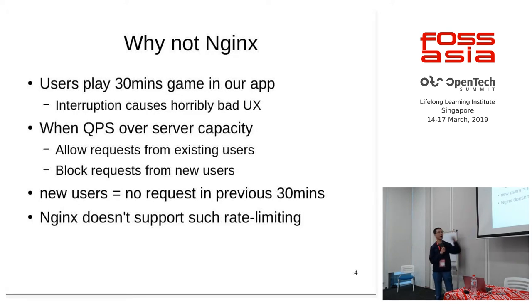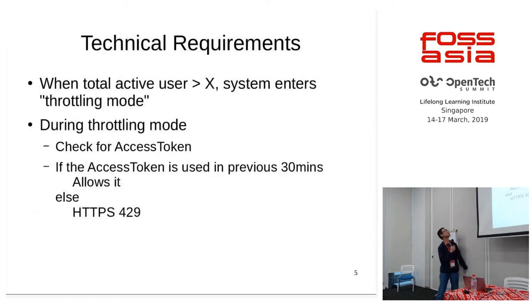So during rate limiting, instead of blocking random users, we allow existing users to continue their game while blocking the new users. Translated to a technical requirement: we use the access token to distinguish the users. When we find that the total number of active access tokens is more than X, the server will enter system throttling mode.